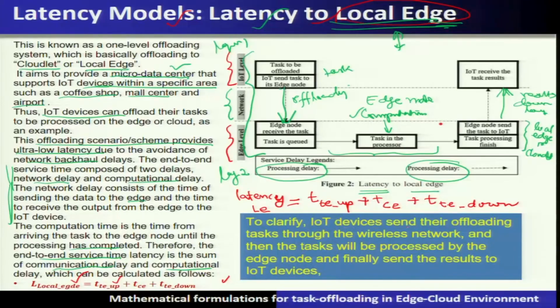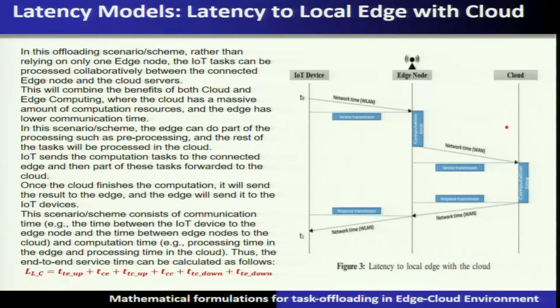Now, to clarify, the IoT device sends its offloading task through the wireless network, then the task is processed by the edge node, and finally the result is sent to the IoT devices. This is the latency calculation in the local edge scenario. Now, let us see if we extend the model, that is, the local edge with the cloud. You can see the IoT device, then come the edge nodes, and then we are also using the cloud.